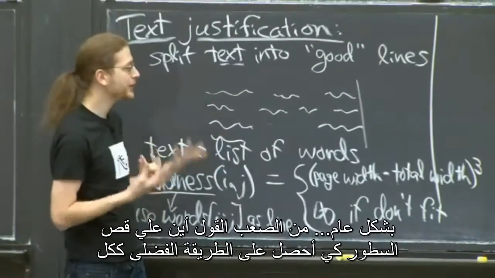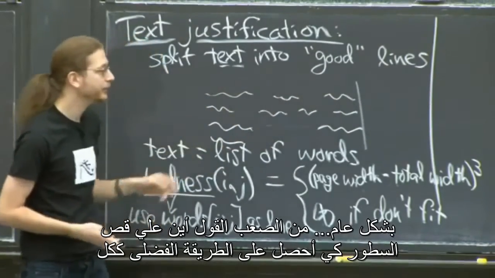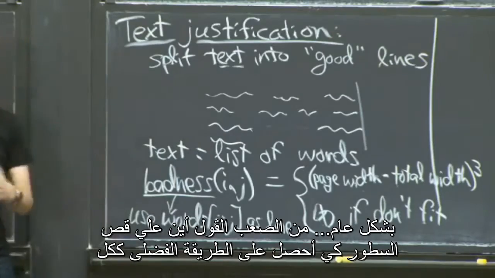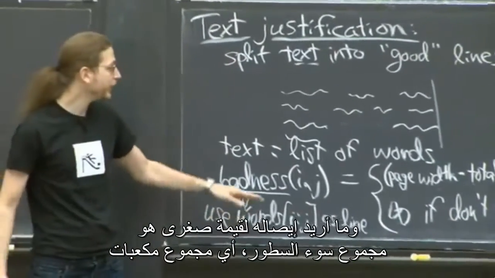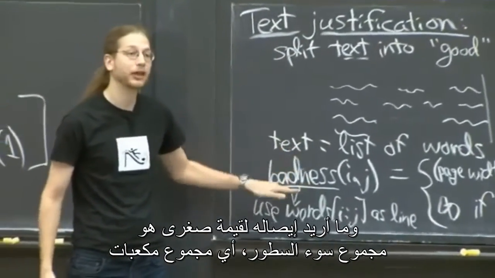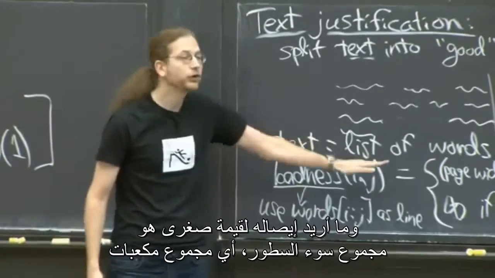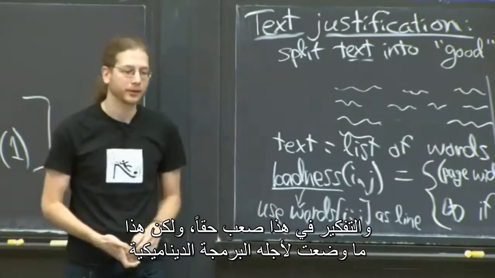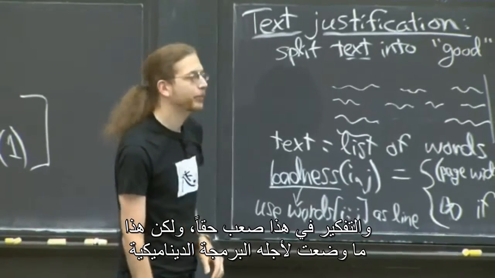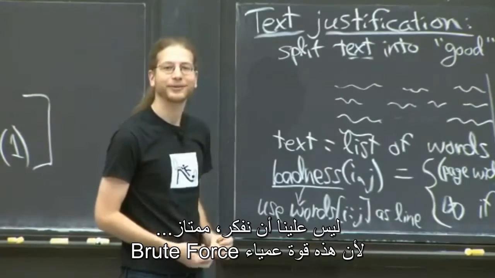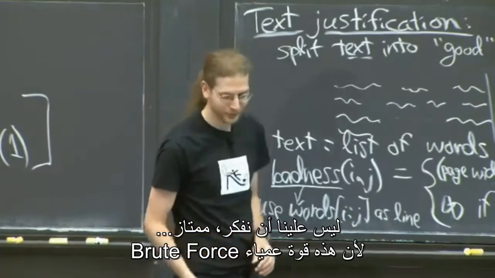And in general, it's hard to tell where I should cut the lines in order to get the best overall strategy. What I'd like to minimize is the sum of the badnesses of the lines. So it's the sum of cubes, and that's really hard to think about. But that's what dynamic programming is for. You don't have to think. It's great, because it's brute force.